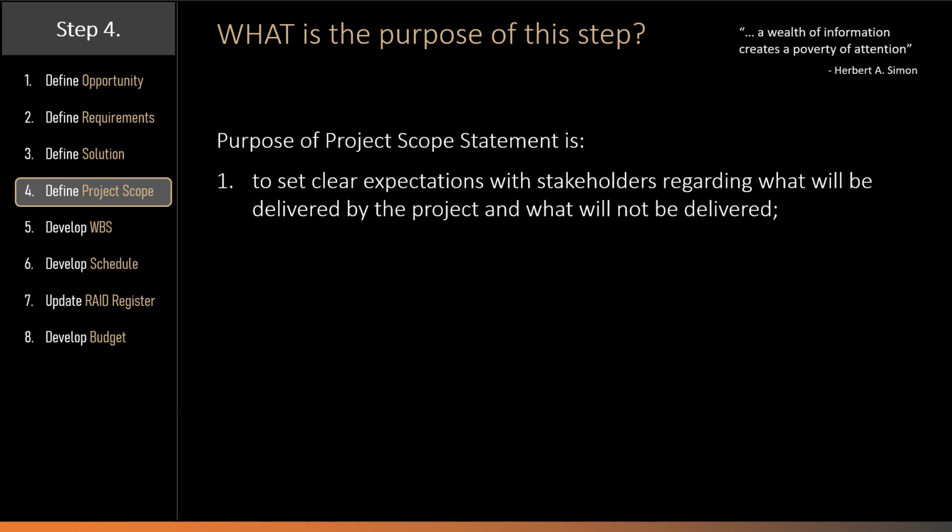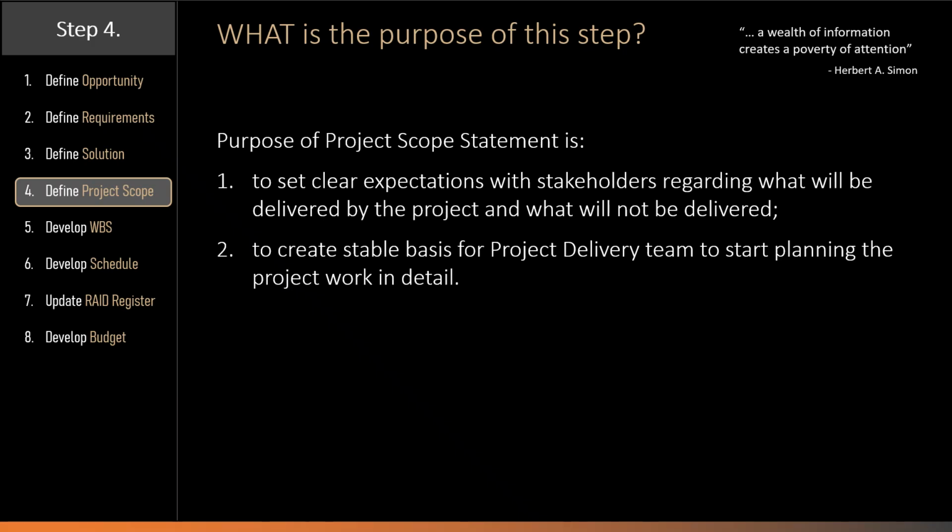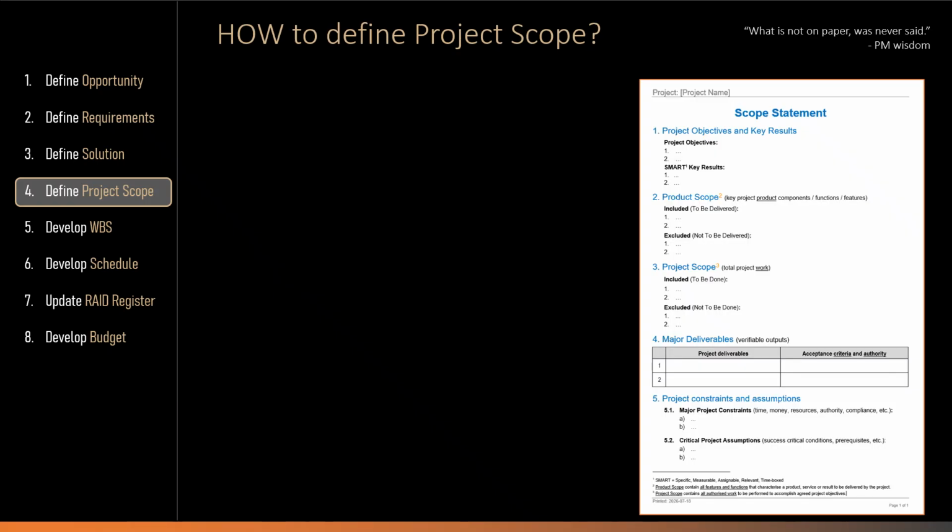The purpose of the project scope statement is twofold. First, to set clear expectations with stakeholders about what the project will deliver and what it will not deliver, as well as to create a stable basis for the project delivery team to start planning the project work in detail. So, how to define the project scope statement? The scope statement document template shown on the slide can help to do that.